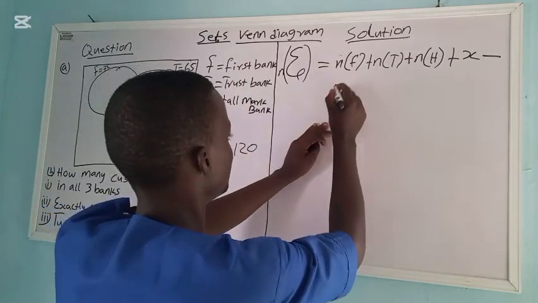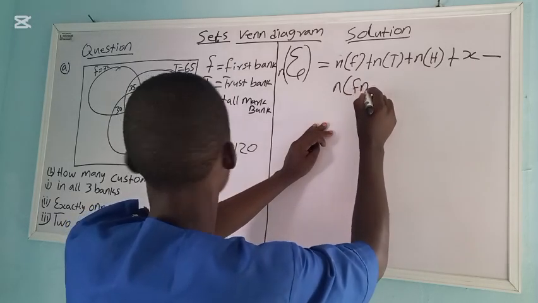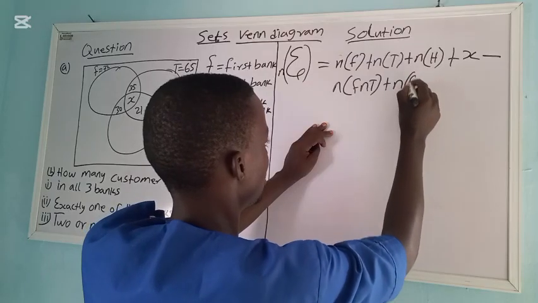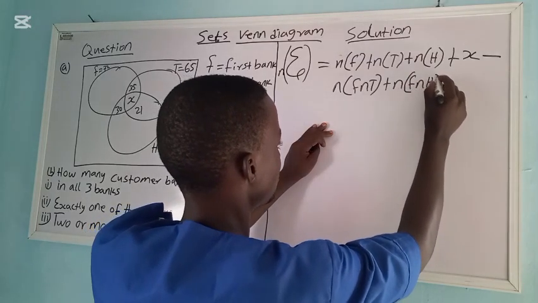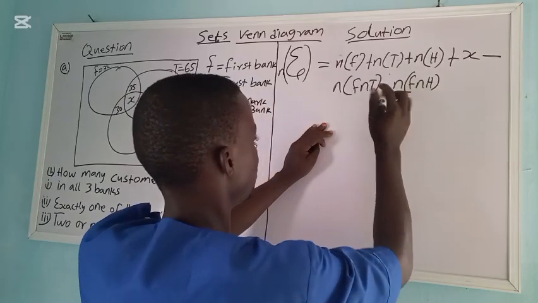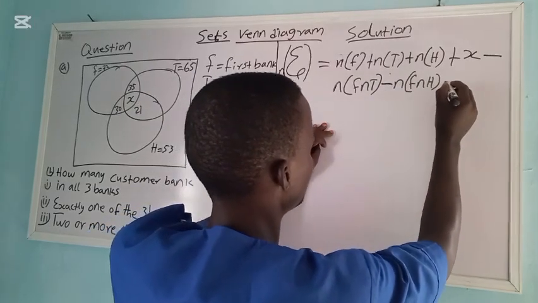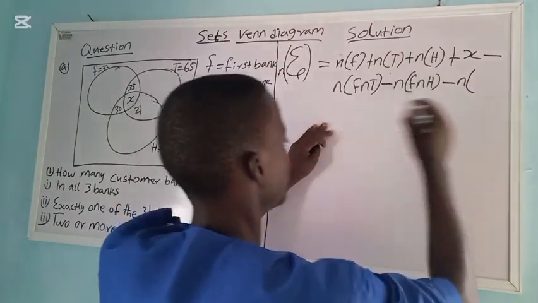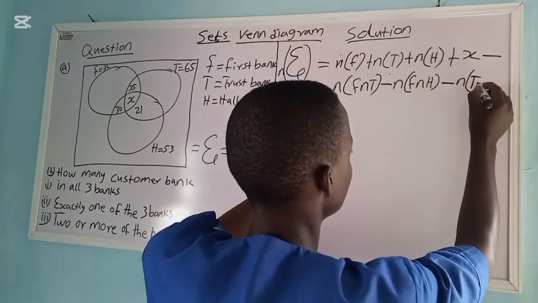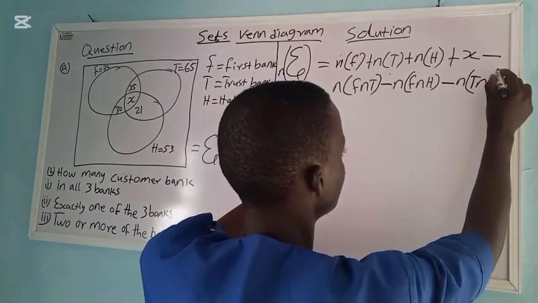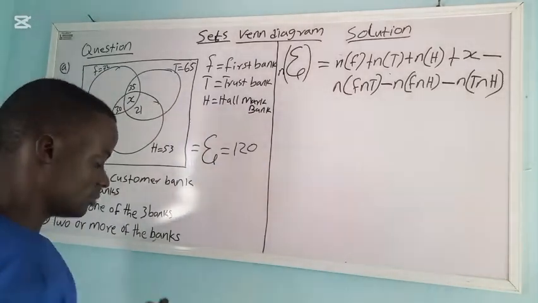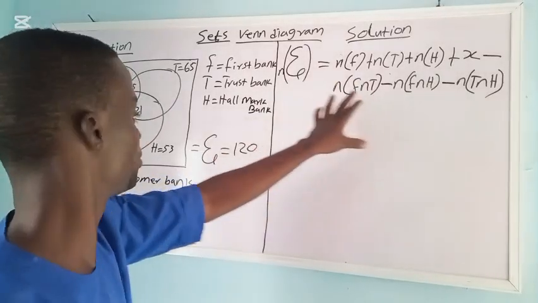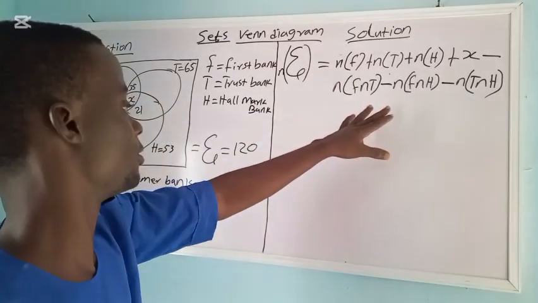So now we'll have n of F intersection T, plus n of F intersection H, and I use plus now, it is minus please, minus, and then in brackets we have T intersection H. So now we are going to put all the numbers into this formula that I just wrote.